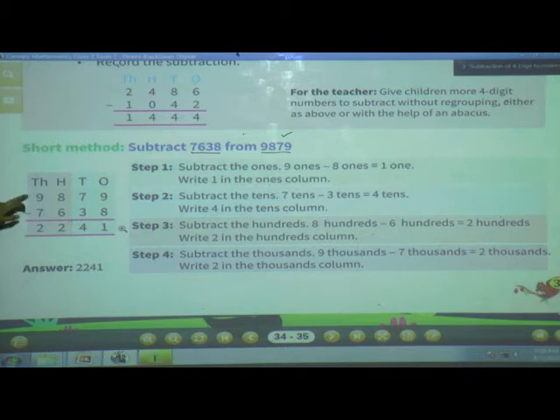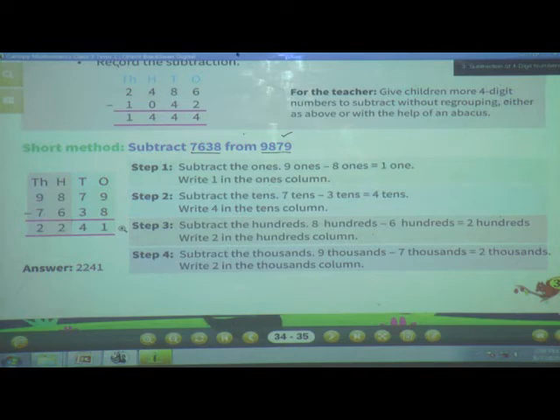Now at thousands place, in the first number there are 9,000 and in another number there are 7,000. So 9,000 minus 7,000 is equal to. After 7 count your fingers till 9. So after 7, 8, 9. So 9 minus 7 is equal to what? 2. So we will write 2 in the thousands column.